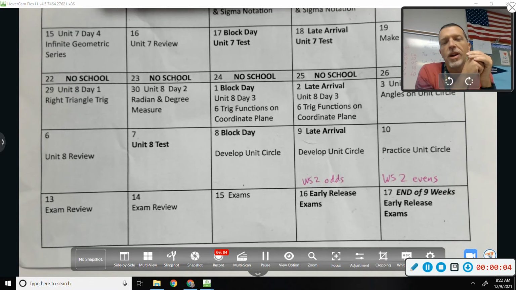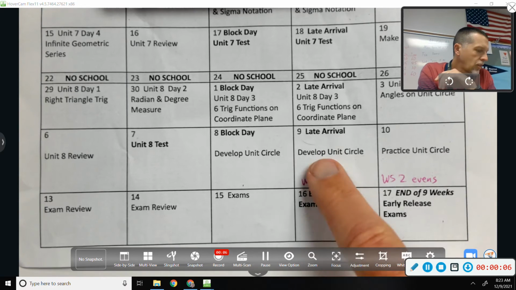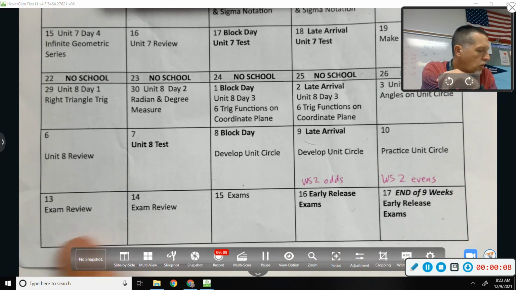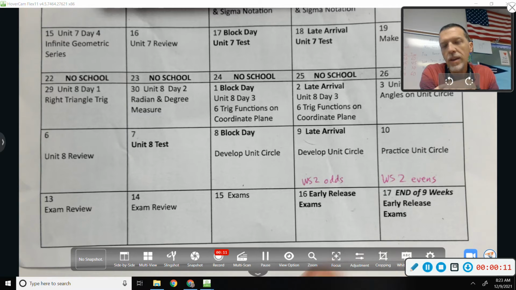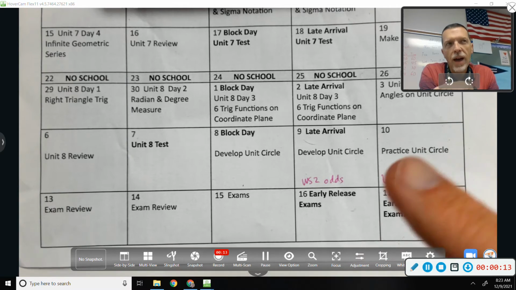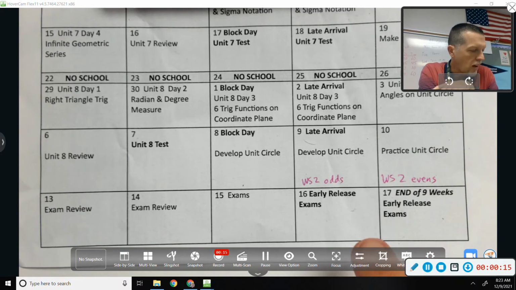So yes, we have a couple more days of unit circle stuff, Thursday, Friday. Then we'll kind of switch to exam review if you're taking the exam. But when we come back, we will do more unit circle stuff.